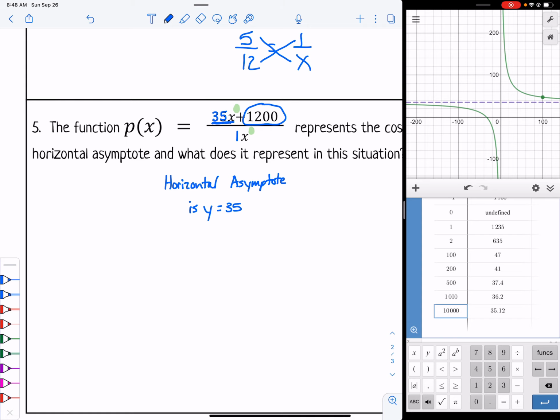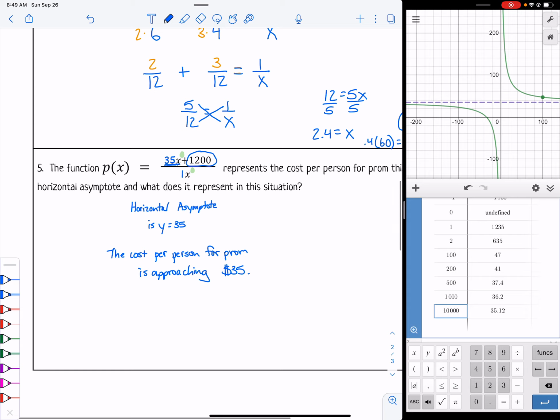So let's write out a nice statement. The cost per person for prom is approaching $35. So as you invite more people, it will cost them only $35 to come to prom. But the fewer people come, it's going to cost more per person. All right, so that is it for practice quiz number 8.